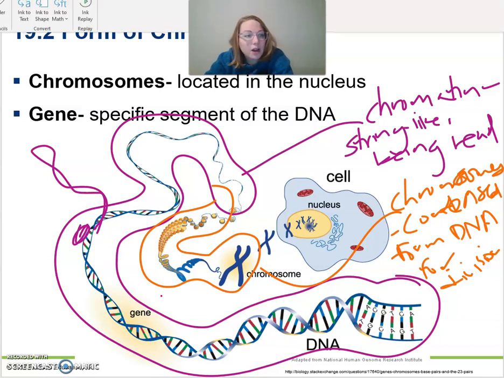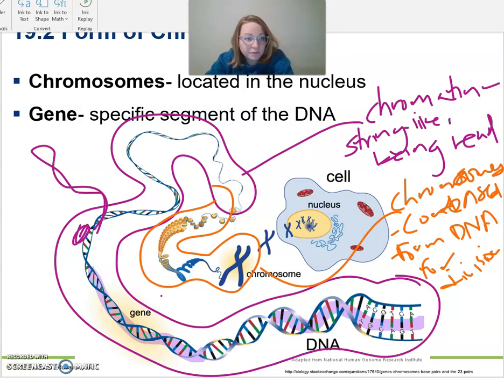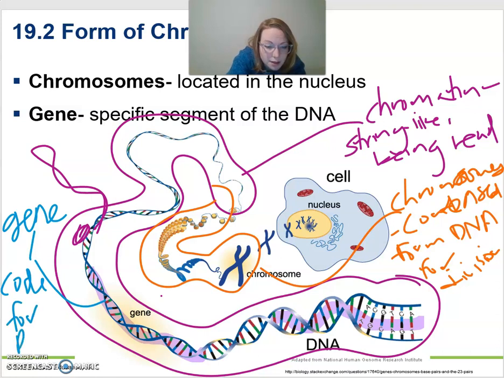And so now all along the chromosome are areas that code for different proteins. Each of those areas is a gene. It's a specific segment of DNA. It codes for a specific protein. And we'll look at this more in another chapter, but basically we'll take that gene, we'll read it, we'll make a copy of RNA, we'll edit that, and then we'll make protein.